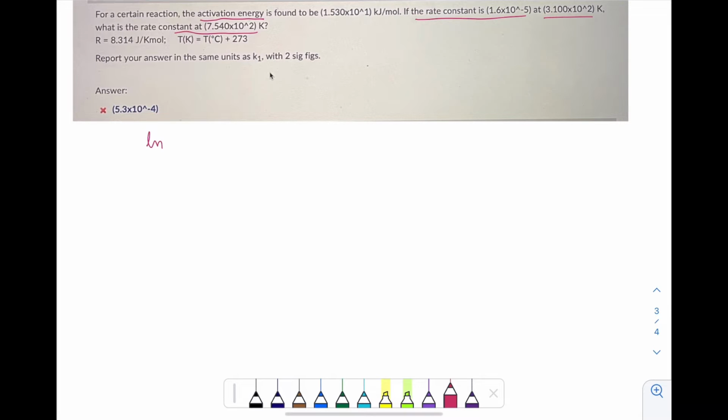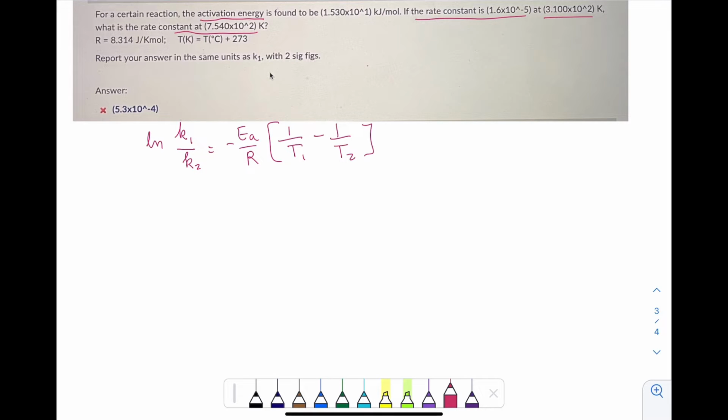It's the log of, and you can either do K2 over K1 or K1 over K2. That part doesn't matter as long as the rest of the equation works. So log of K over K equals minus E sub A over R, and then with the minus sign, it's 1 over T1 minus 1 over T2. If I don't have the minus sign, then I would put 1 over T2 minus 1 over T1, or I would put K2 over K1.